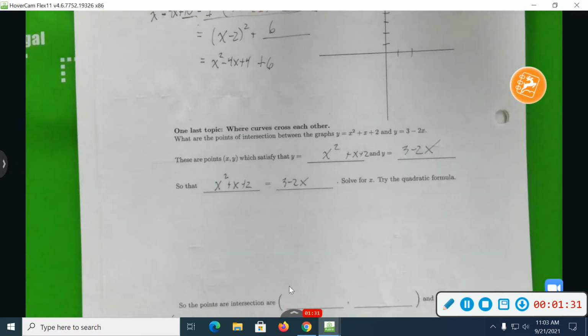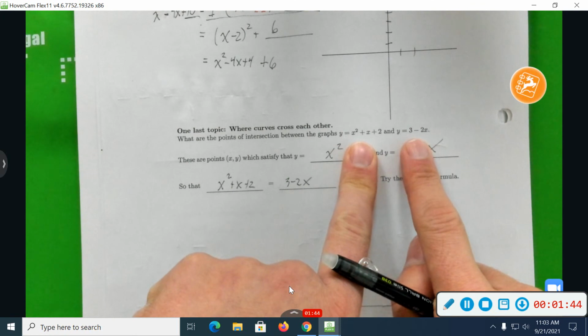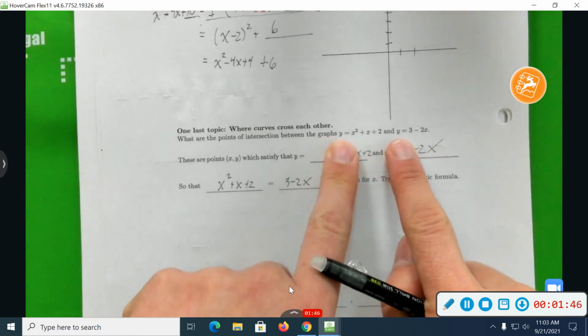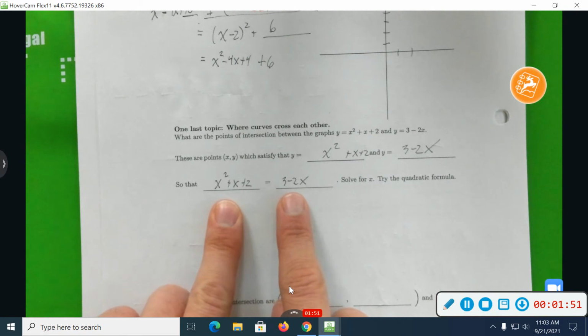And the only deep idea is if you have two curves that are crossing, what that means is you're looking for points x, y which satisfy both equations. So you're looking for x, y points which satisfy both of those equations. In particular, those two y's have to be the same. So you get that as a result. Does that look like an equation we can solve?